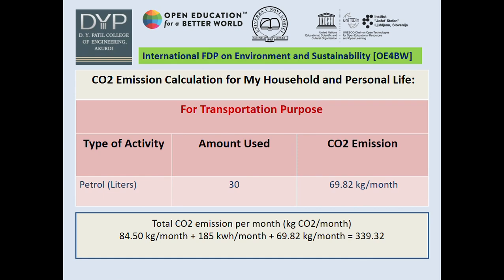Now for transportation purpose, as all three of my vehicles are petrol vehicles, we are approximately using 39 liters of petrol and 30 liters of petrol. So the CO2 emission is 69.82 kg per month. So the total CO2 emission per month is 339.32 kg.